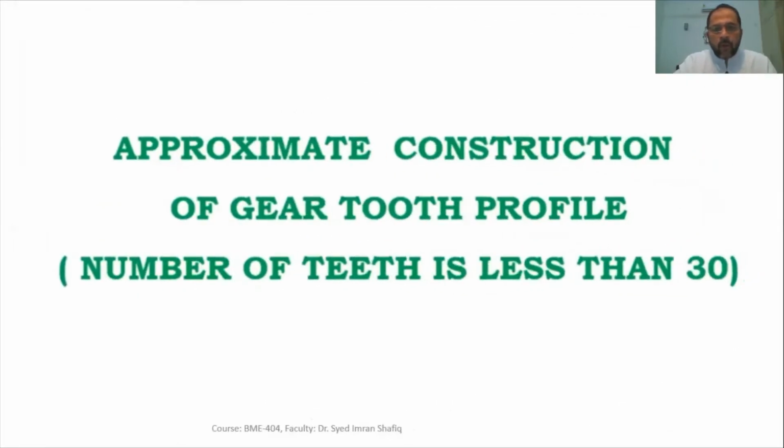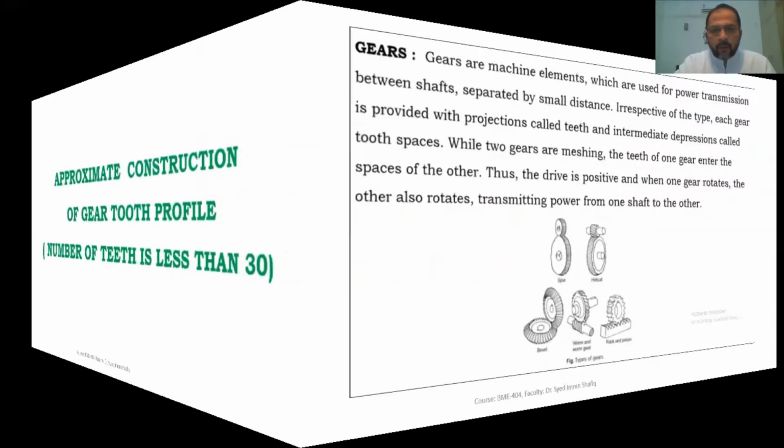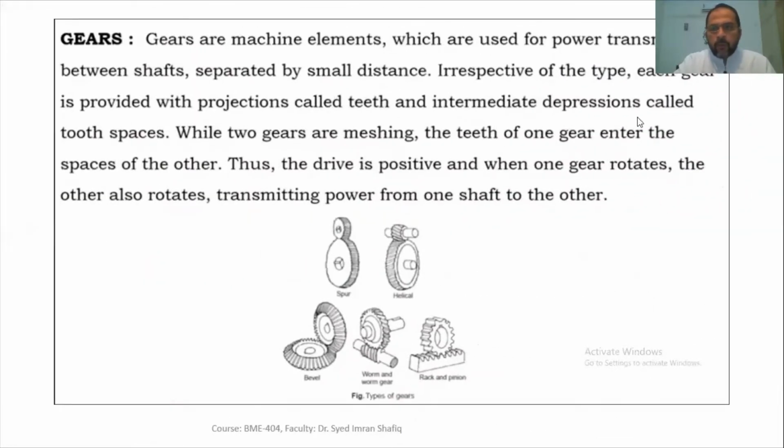When we talk about approximate construction of gear tooth profile, there are two classifications we can say. One is when the number of teeth is less than 30, and the other is when the number of teeth is 30 or more than 30. There's a very slight difference in the way of construction, and I'll talk about that in the later part of this lecture.